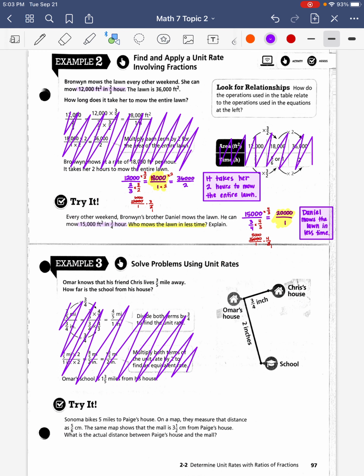Okay, moving on to example number 3. So Omar knows that his friend Chris lives 3/5 mile away. How far is the school from Omar's house? So we've got this little map to help us. And what we know is that Chris lives 3/5 mile away.